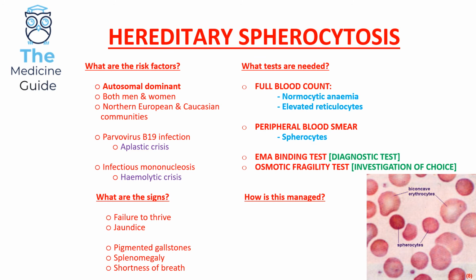We would need to perform an EMA binding test as a diagnostic test, and the osmotic fragility test is our investigation of choice, because these red blood cells show increased fragility because they're at greater risk of bursting. So in terms of managing these patients, we would perform folate replacement, and we would also consider splenectomy.